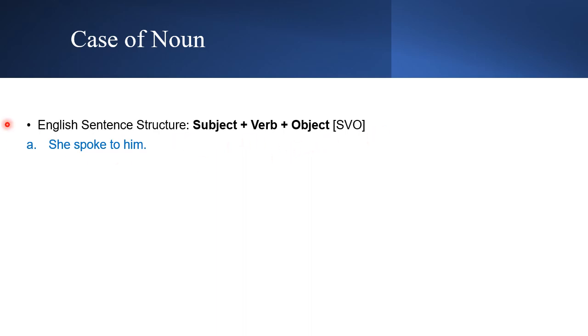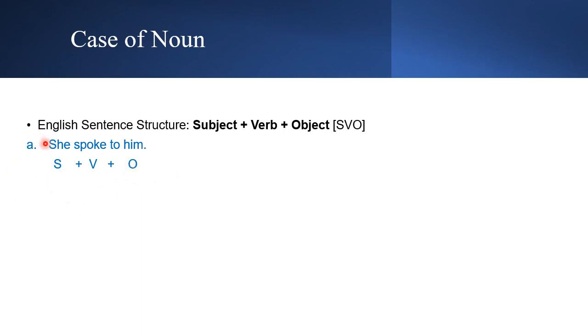For example, she spoke to him. Now she is the subject, spoke is the verb, and him is the object. It means who is speaking, who is doing this thing, what is he or she doing, and who is he or she doing it to. So the person who does this thing is in the nominative case, the actor, the person who does the action. The person who receives the action is in the objective case.